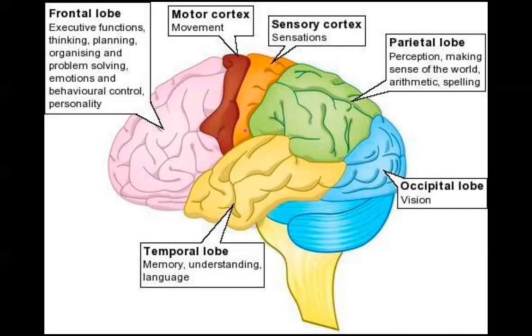Just posterior to the central sulcus is the primary sensory cortex, or the primary somatosensory cortex. And this is going to be receiving all of your conscious sensations. And that's part of the parietal lobe. And then again, parietal lobe is perception, making sense of the world. Occipital lobe is going to be responsible for vision. Temporal lobe, some things related to memory, understanding, language, and hearing.